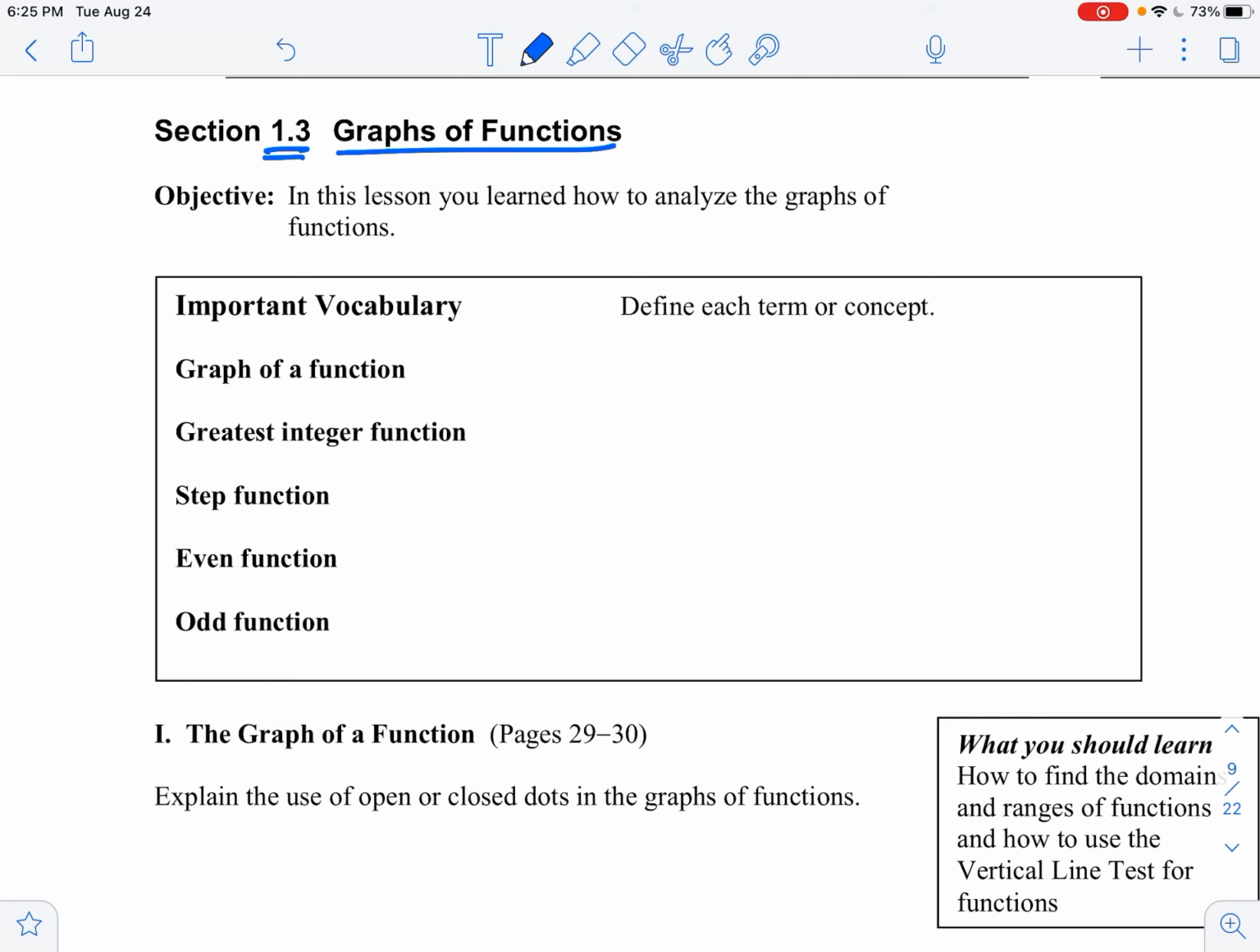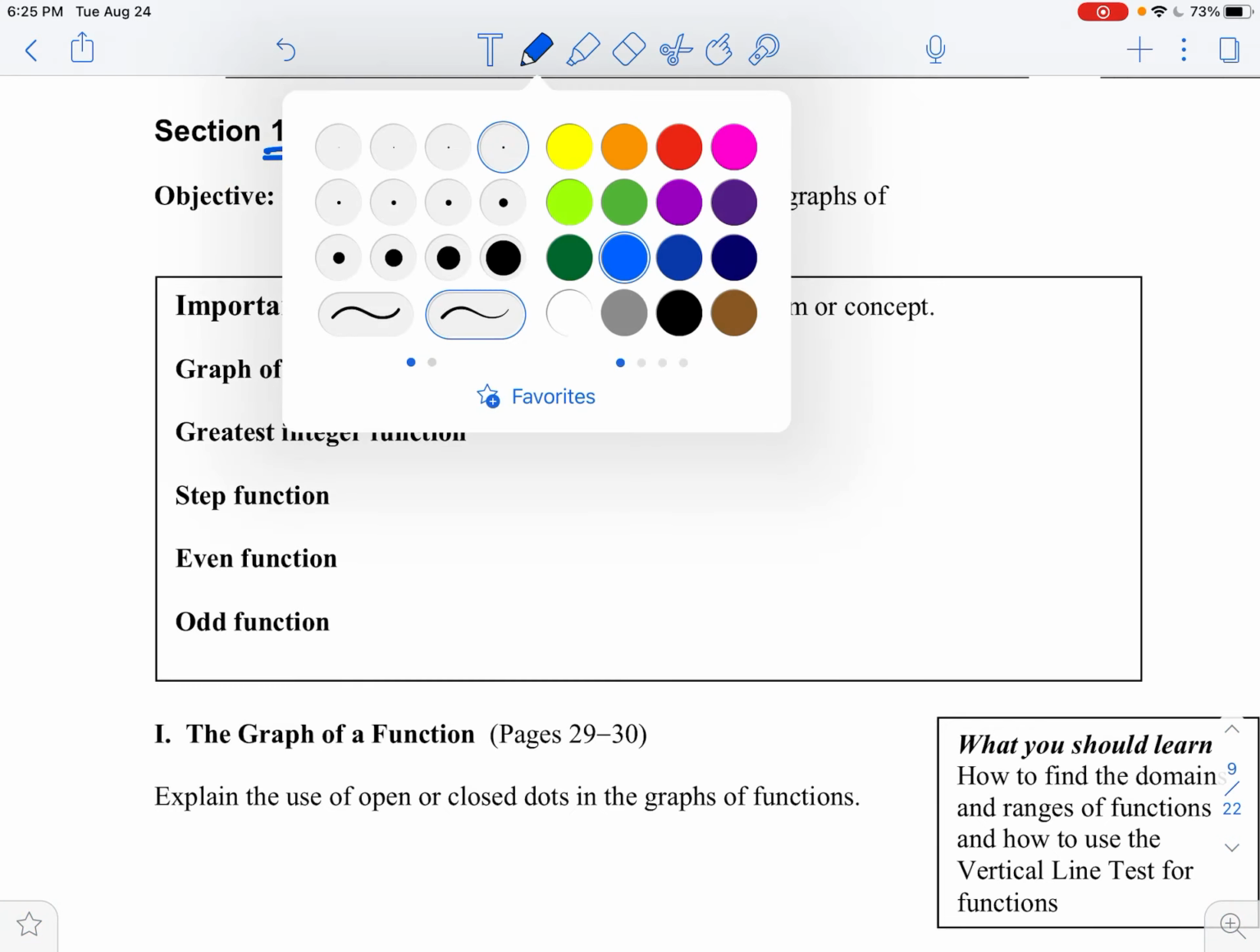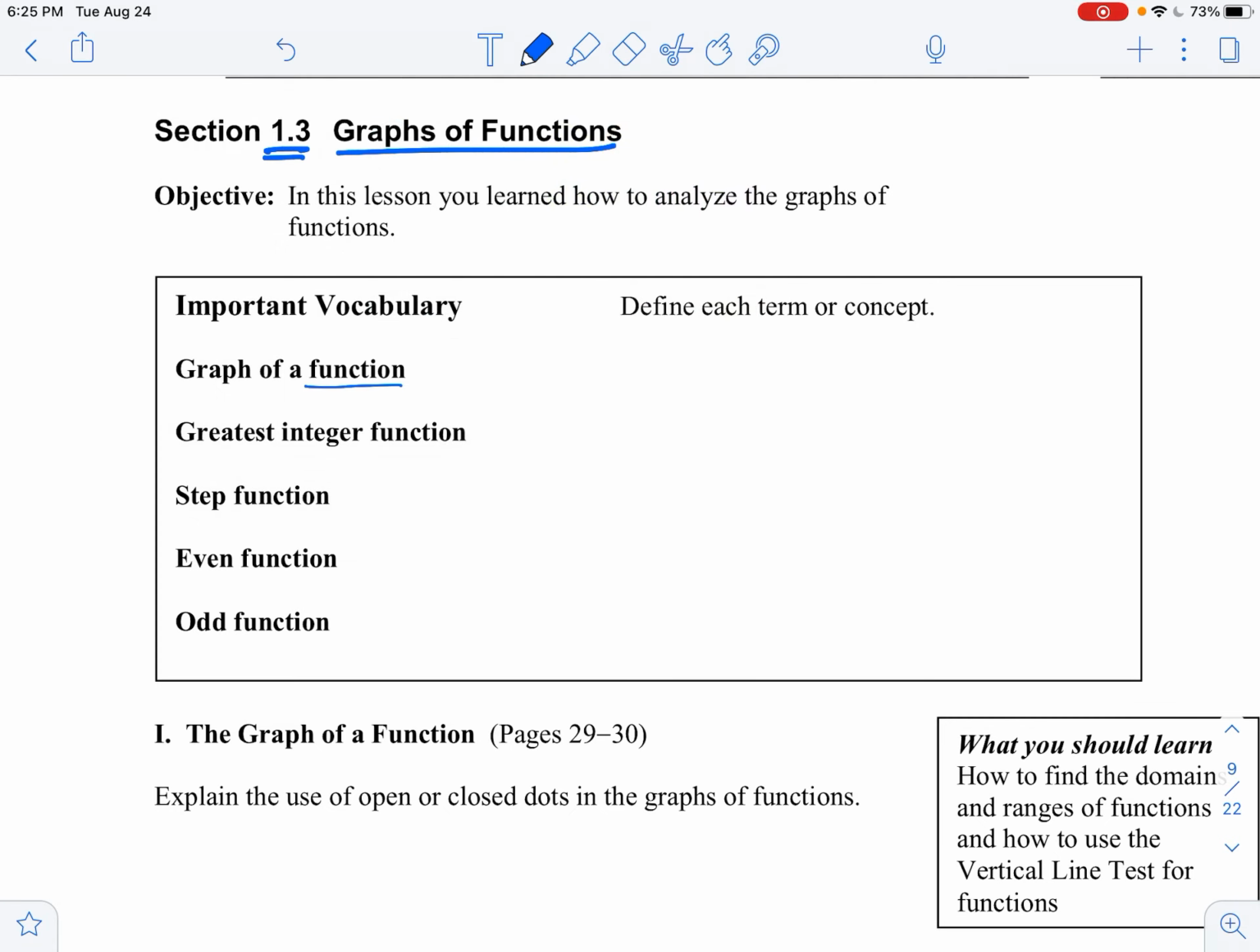Hey everybody, we're going over section 1.3, which is graphs of functions. Let's talk about it. The first thing we're going to talk about is: what is the graph of a function?